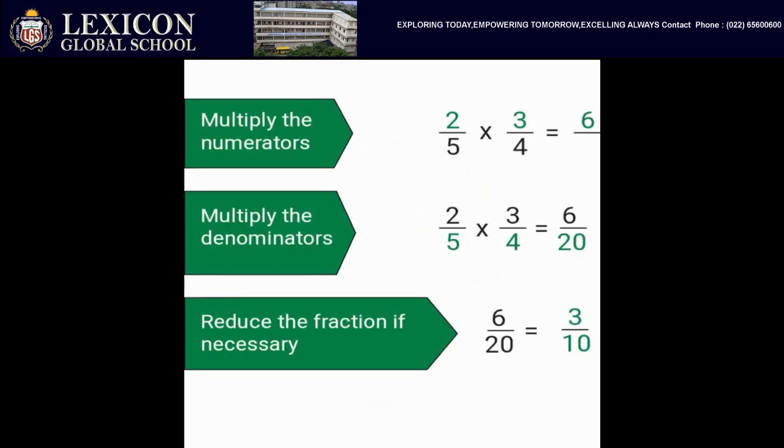Multiplying fractions is relatively straightforward. These are the steps. First, multiply the numerators, that is 2 into 3 is equal to 6. Second, multiply the denominators, that is 5 into 4 is equal to 20. Third, reduce the fraction to its simplest form. That is 6 upon 20, I'll divide it by 2, I'll get 3 upon 10, which is my final answer.